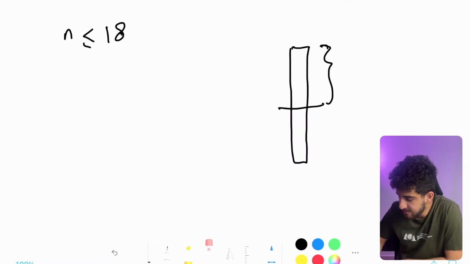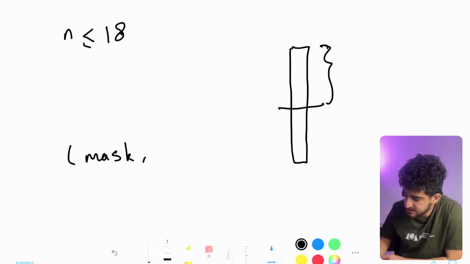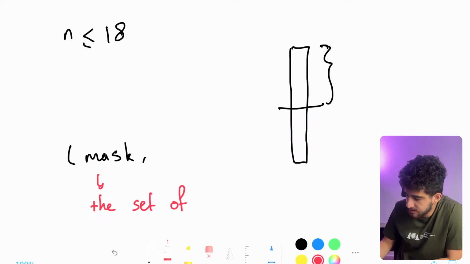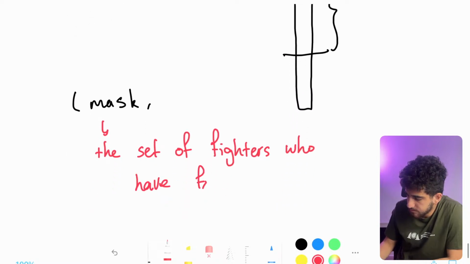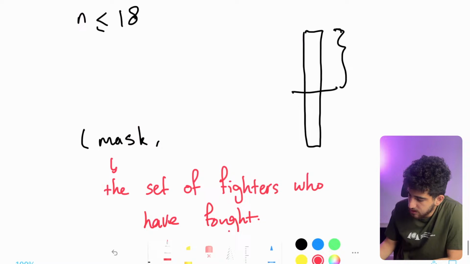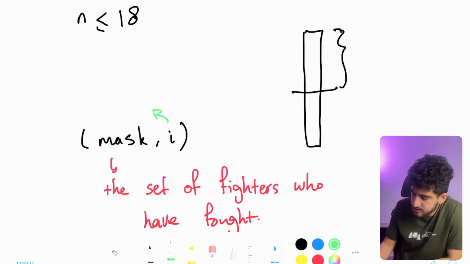Okay, so we can show our states with some mask. Mask is the set of fighters who have fought, and i is the last fighter, the fighter who remained alive.